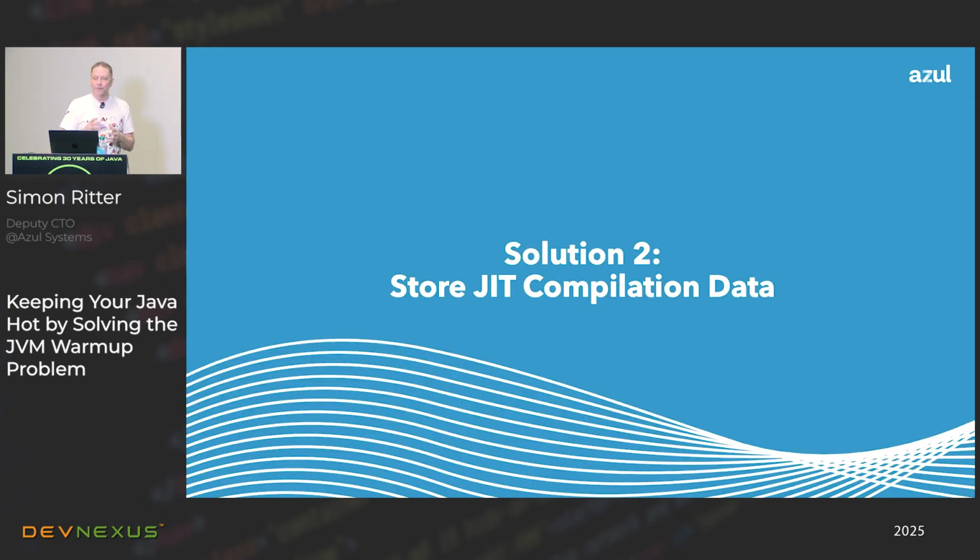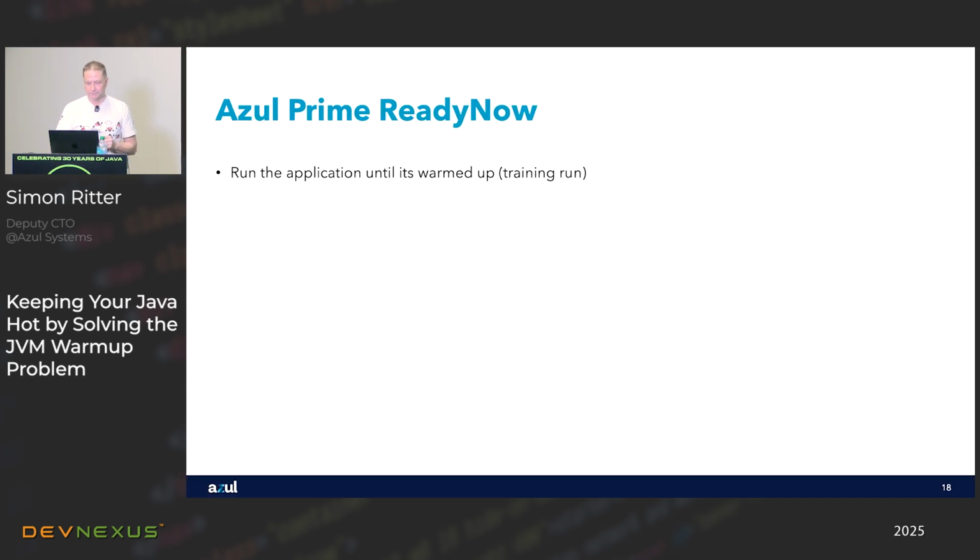Solution number 2: what about if we store information about JIT compilation? This is what we have in what we call ReadyNow, which is part of our Azul Platform Prime, the Zing JVM. So what we do here is we say, okay, let's run our application and let it warm up. We take a standard application, we don't do anything special with it. We start it up and run the workload in production, so we're getting exactly what is happening with our production systems and the realistic workload, and we do a training run. Let it warm up, get to that optimum level where we know we've got that number of transactions per second.